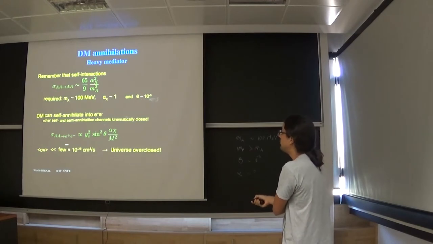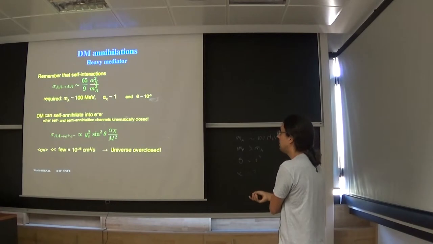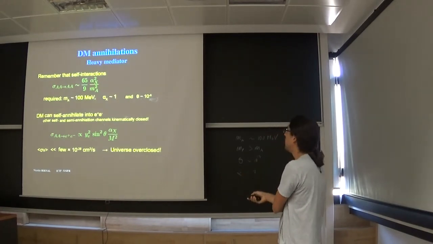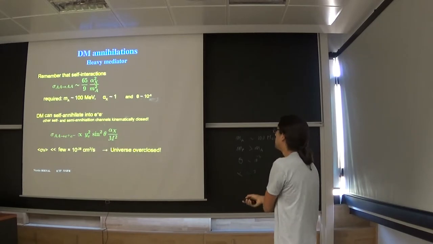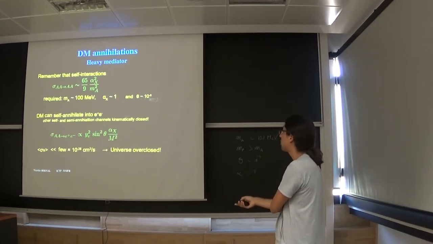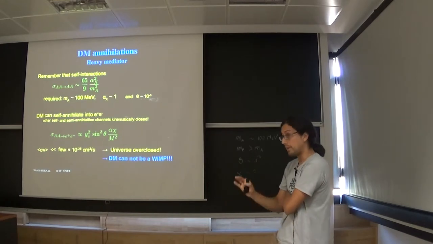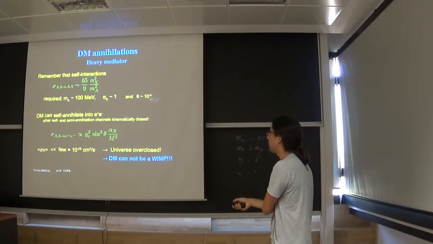So it's not possible to have a thermal average cross section of the order of few times 10 to the minus 26, which is what we want in order to produce the dark matter thermally. So this cross section will be very suppressed just because it's proportional to the Yukawa and the mixing angle. So the dark matter will overclose the universe. So that means that dark matter cannot be a WIMP. Cannot be a WIMP because it's not possible to generate these thermal cross sections.